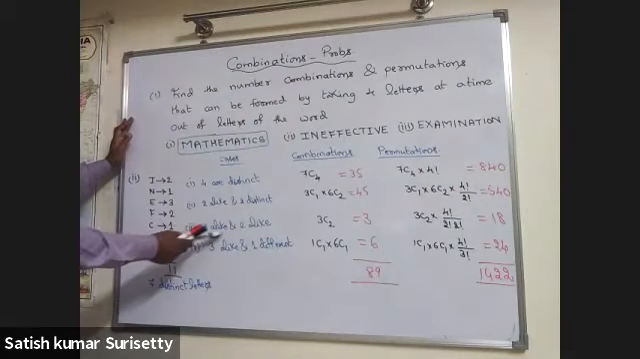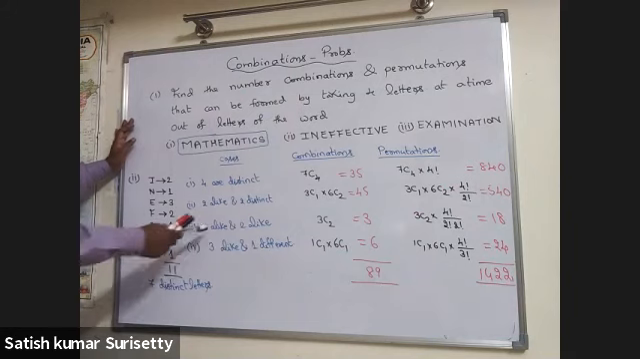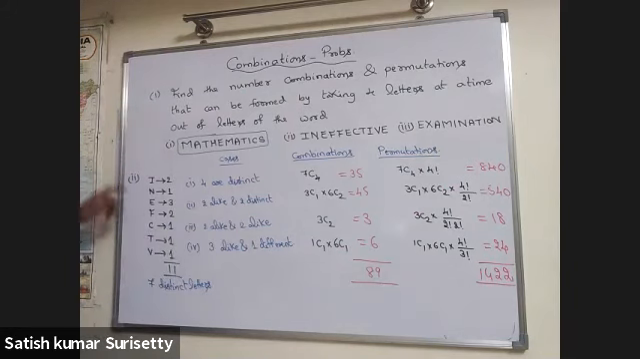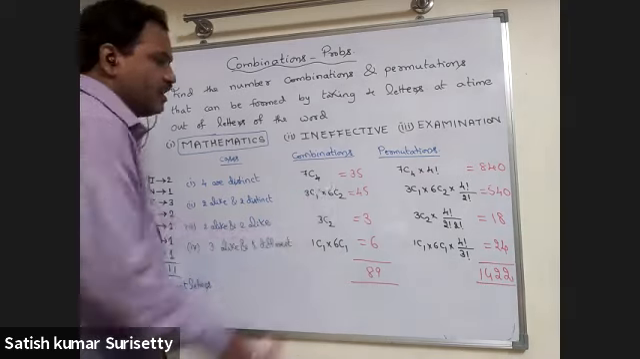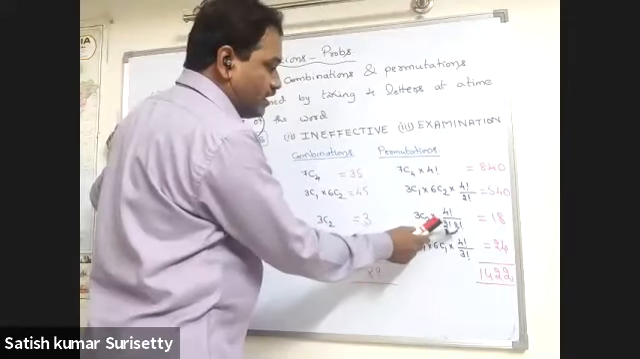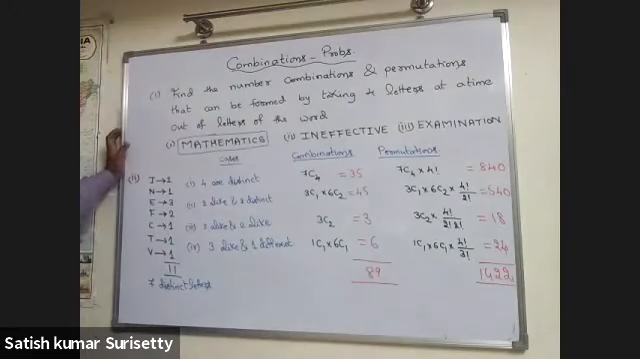Third case, 2 alike and 2 alike. So this 2 alike and 2 alike has to come from either I, R, E, or F. That is 3C2. And the arrangement will be 3C2 into 4 factorial upon 2 factorial into 2 factorial.